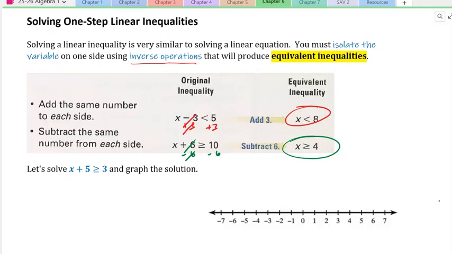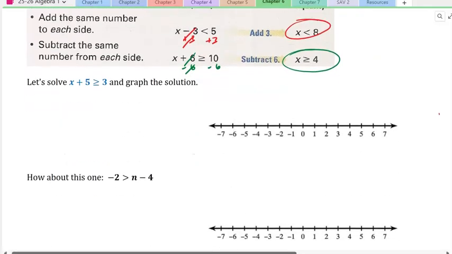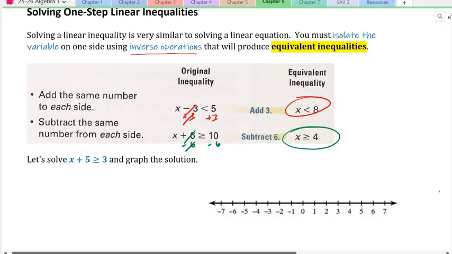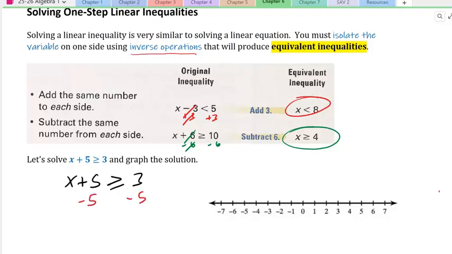Now let's try one of these. We're going to solve x plus 5 is greater than or equal to 3. I'm going to write this down: x plus 5 greater than or equal to 3. I want to get x by itself. Since 5 is being added, I'm going to use the inverse operation and subtract 5. Those cancel out on that side, and I get x is greater than or equal to 3 minus 5. 3 minus 5 is the same as 3 plus negative 5, which is negative 2.